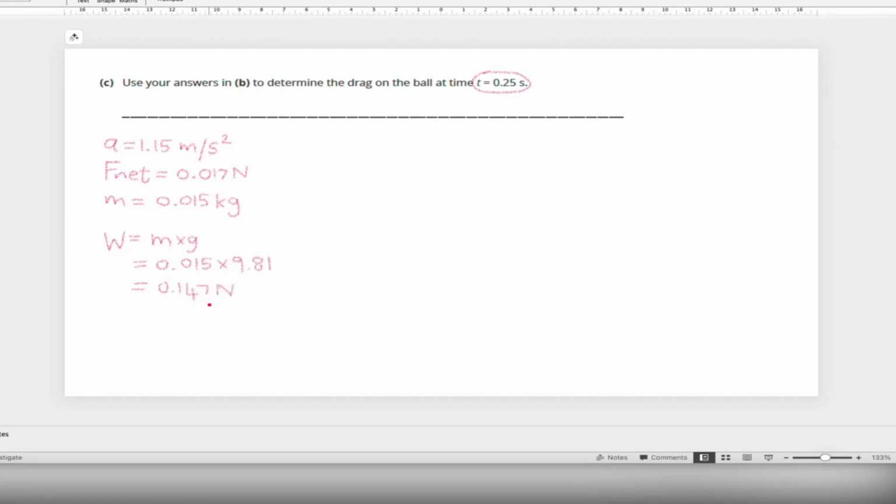Now we have to resolve the forces to determine the drag force. So the net force is equal to the weight minus drag. Now we want to rearrange this formula to make drag the subject. So it will become D is equal to the weight minus the net force or the resultant force. So that means the drag is equal to 0.147 newtons minus the net force, which is 0.017, 0.13 newton. And that's how you determine the drag.